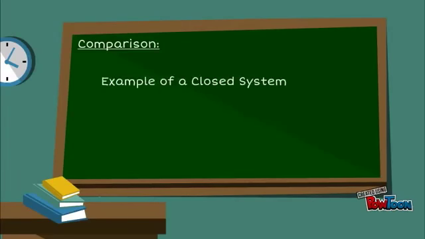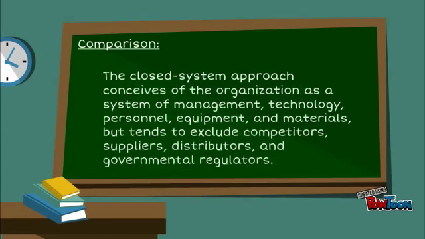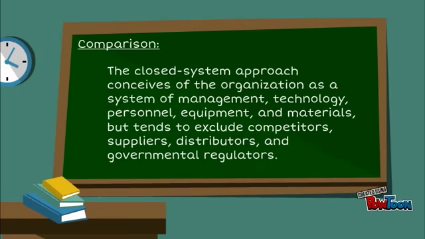In contrast, a watch is an example of a closed system in that it is a relatively self-contained, self-maintaining unit that has little interaction or exchanges with its outside environment. The closed system approach conceives of the organization as a system of management, technology, personnel, equipment, and materials, but tends to exclude competitors, suppliers, distributors, and governmental regulators. This approach allows managers and organizational theorists to analyze problems by examining the internal structure of a business, with little consideration of the external environment.